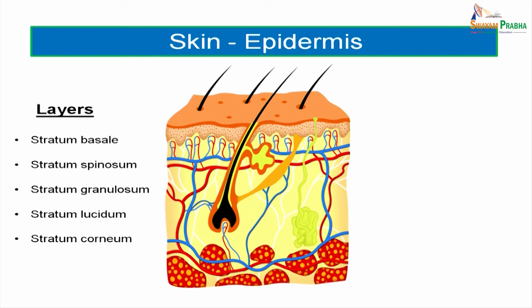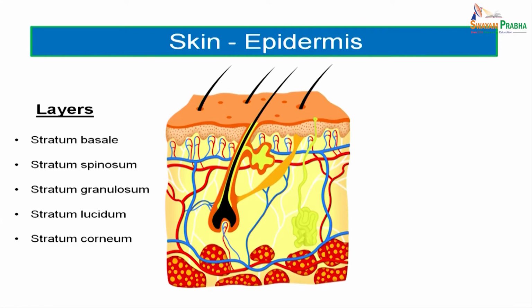So, what do we see in the stratum basale? This is a layer of columnar or high cuboidal cells which are predominantly mitotic. They give rise to the other cell layers. Once the cell starts in the basale, it moves through all these layers and finally it is shed off in the stratum corneum zone.